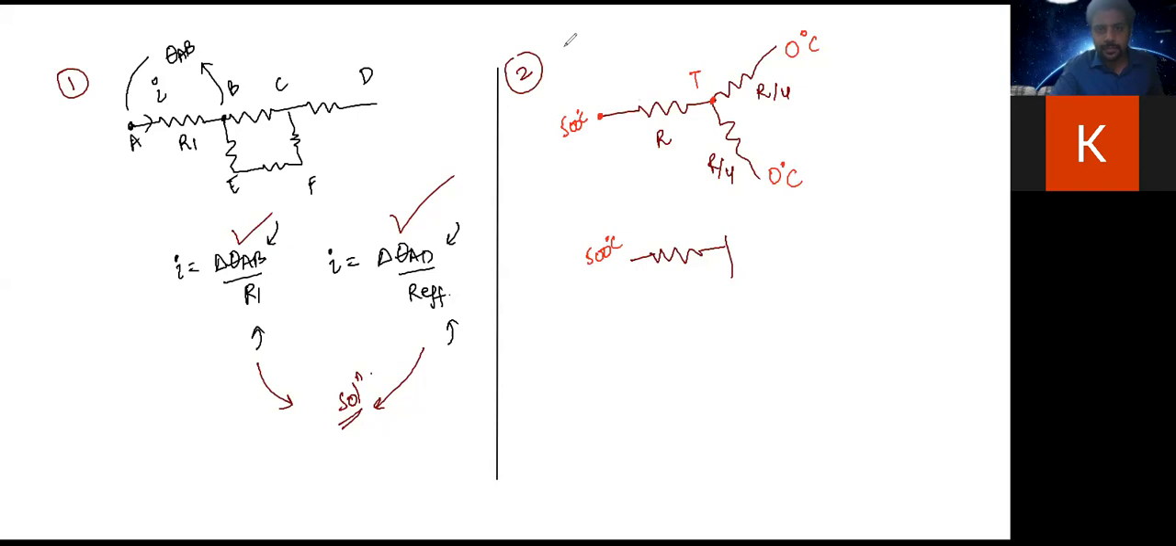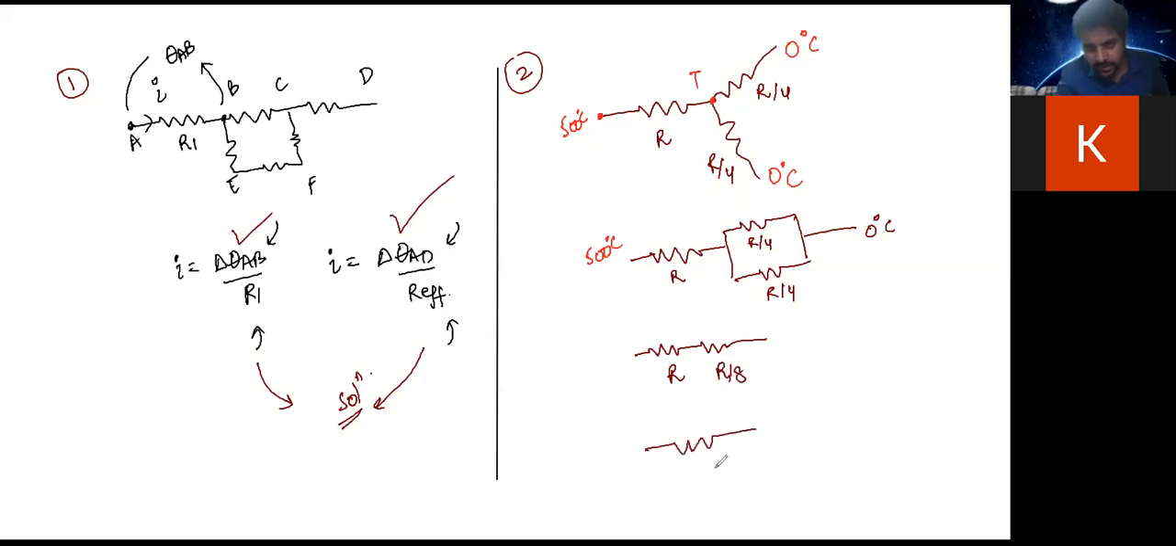These two resistors were in parallel, R by 4 and R by 4. This was R and this was 0. So we came to an understanding that we can write this as R and R by 8, which is nothing but 9R by 8 connected between temperatures 500 and 0, right? So this will be the total current I which is entering this.